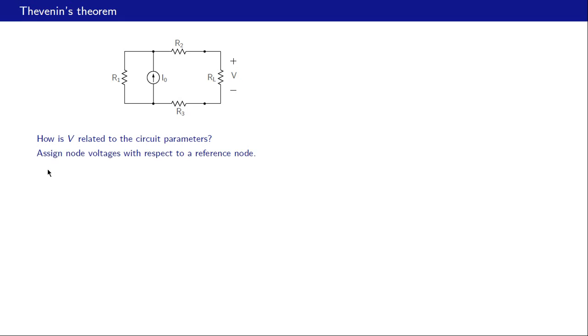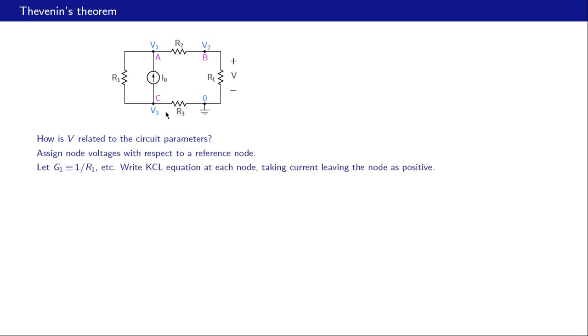We begin by assigning node voltages to these various nodes in the circuit with respect to a reference node. So let us first choose a reference node. We have taken that as the reference node. So the node voltage there is 0 volts. And with respect to that reference node, the voltage at node A is V1, the node voltage at B is V2, and the voltage at node C is V3. Now what we will do is write KCL equations in terms of V1, V2 and V3 at these nodes A, B and C.